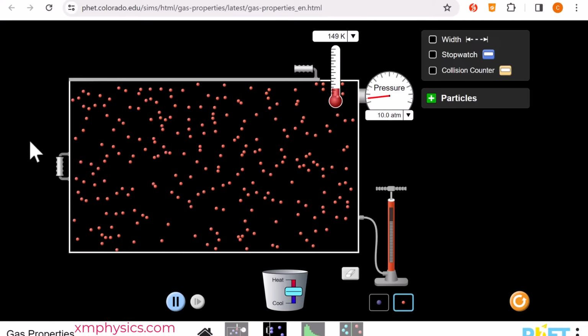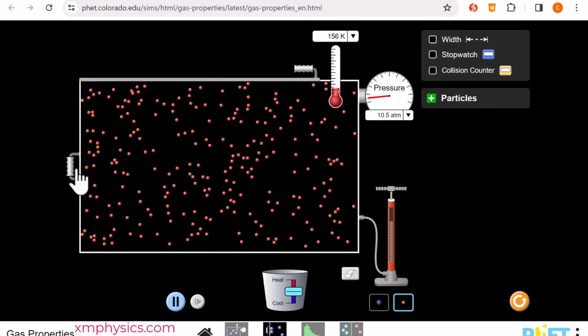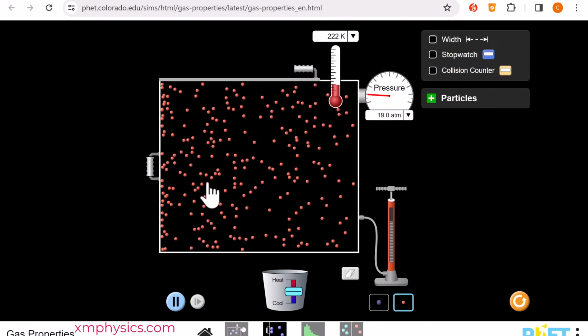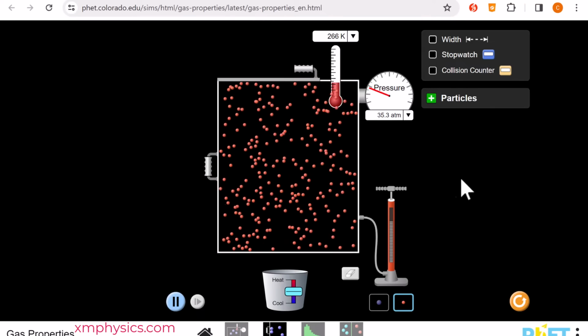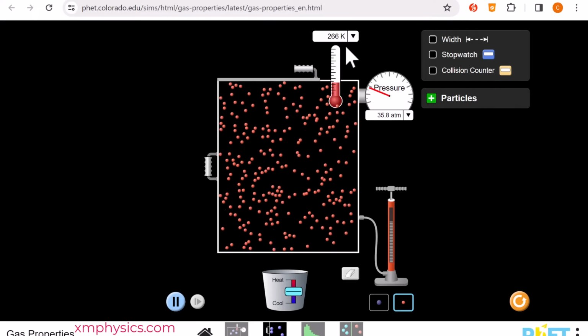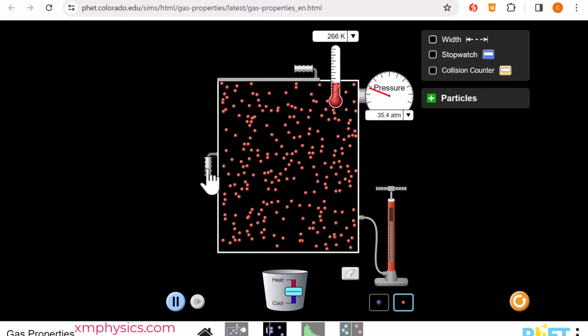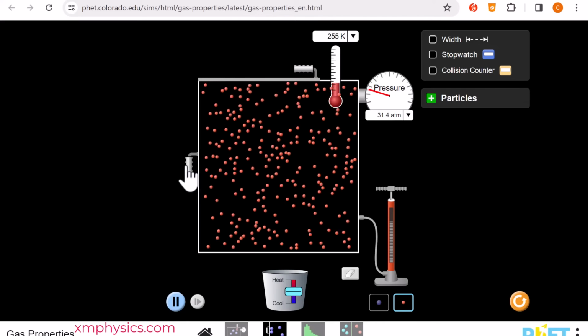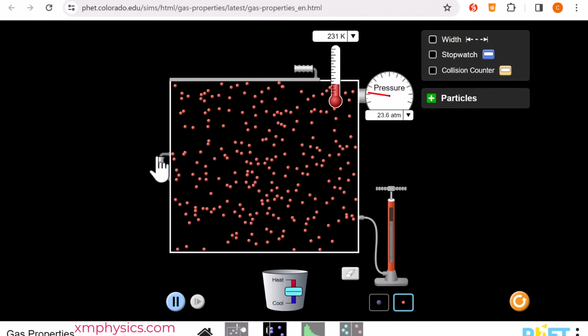So let's try it again. Now let me push the handle in. Wow, see? The temperature went up. So the temperature is 266 Kelvin now. If I pull it out now, it's supposed to cool down. Yep, see the temperature cooling down?